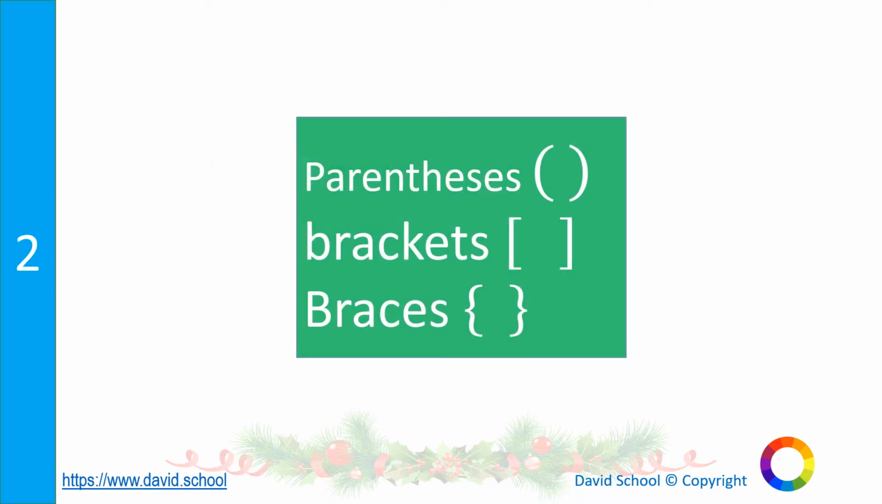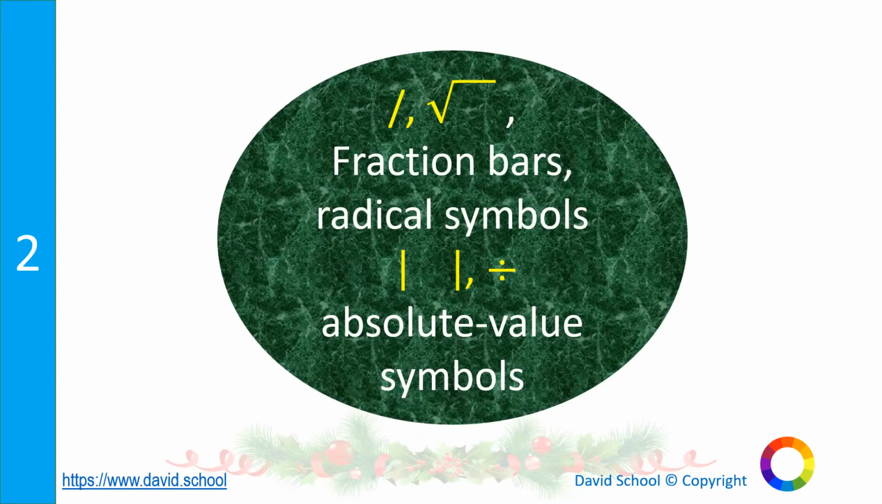We have learned grouping symbols: parentheses, brackets, and braces. In order of operations, we simplify the expressions within the grouping symbols first. Fraction bars, radical symbols, and absolute value symbols can also be used as grouping symbols. Remember that a fraction bar indicates division. Let us see some more examples with these grouping symbols.